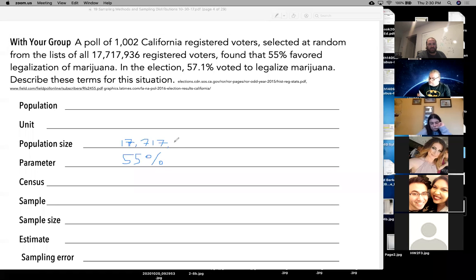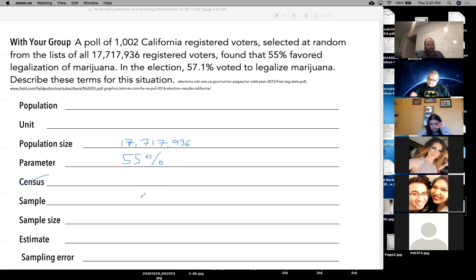17,717,936. This is the population size, and the parameter is 55%. I don't really understand census in this context. It doesn't mean anything, so we're just going to skip that.